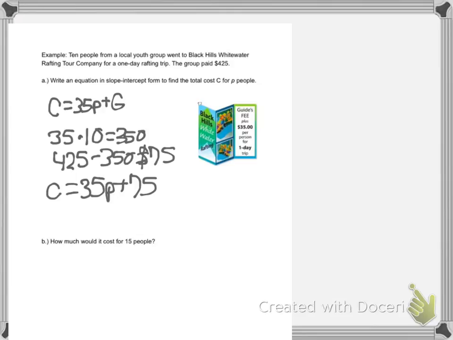So we do 35 times 15 plus 75, which equals $600. And so the total cost of the trip with 15 people is $600.